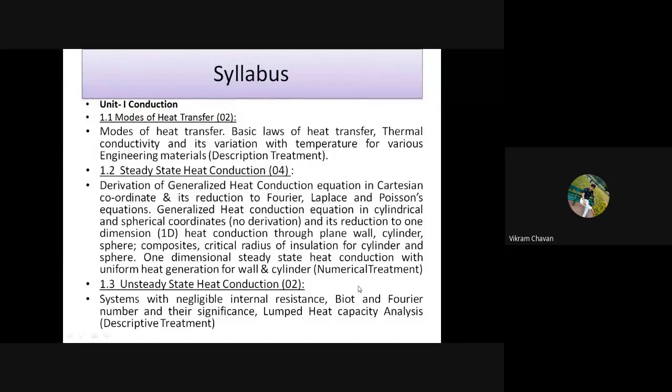Okay, so numericals on wall, numericals on a cylinder, and numericals on a sphere have more weightage in this particular part. Okay, so this particular chapter has 6 marks for the end semester examination. Okay, so 2 marks for modes of heat transfer, 4 marks for the steady state heat conduction, and 2 marks for the unsteady state heat conduction. But in actual, it has more weightage, near about 12 to 14 marks weightage will be there for this particular chapter.